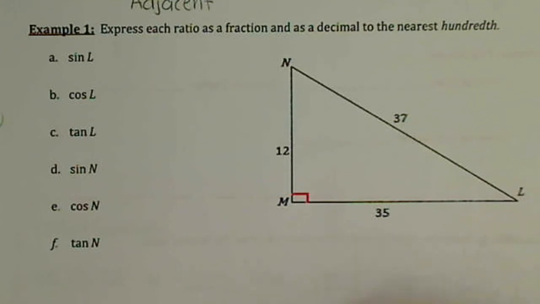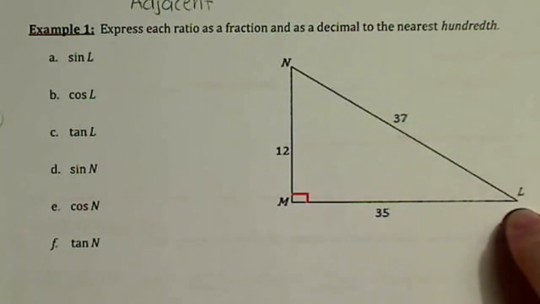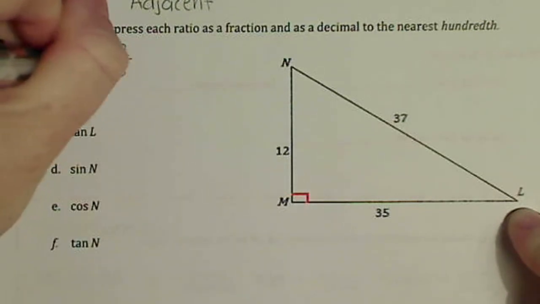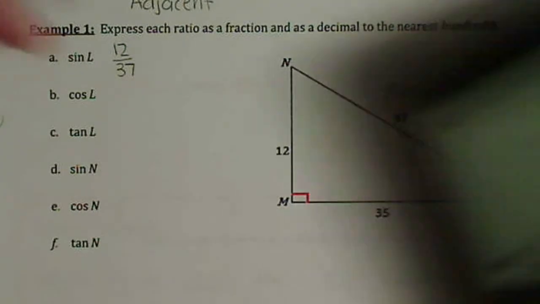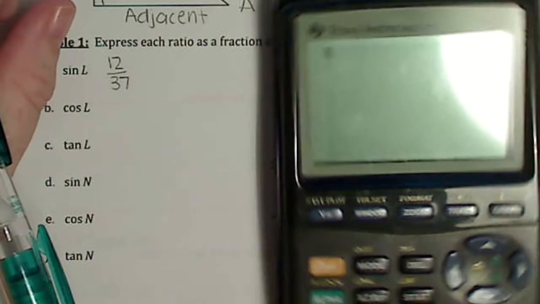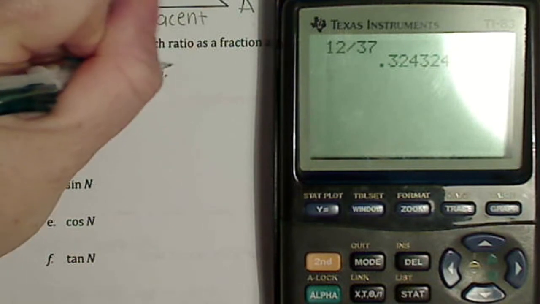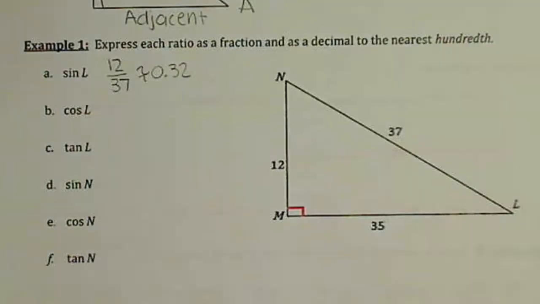We have the sine, cosine, and tangents of specific angles, and we are going to express those ratios as a fraction and as a decimal. So if I'm focusing on angle L down here to find the sine of the angle, the sine is the opposite 12 over the hypotenuse 37. So in my calculator, to find the sine of that, all I need to do is put in 12 divided by 37. And we're going to round it so it's about 0.32.